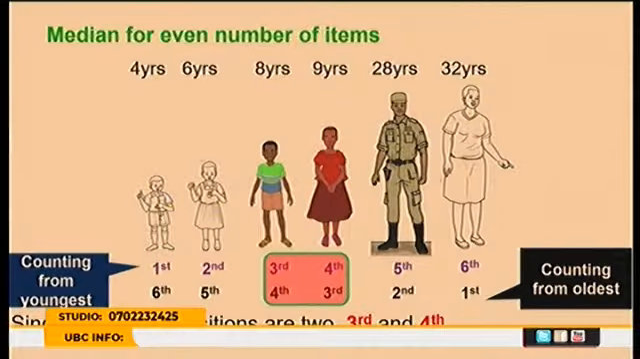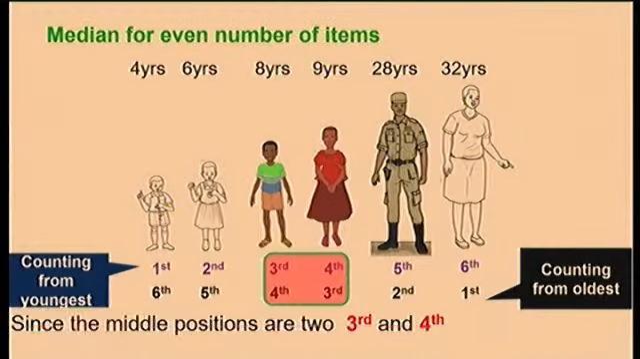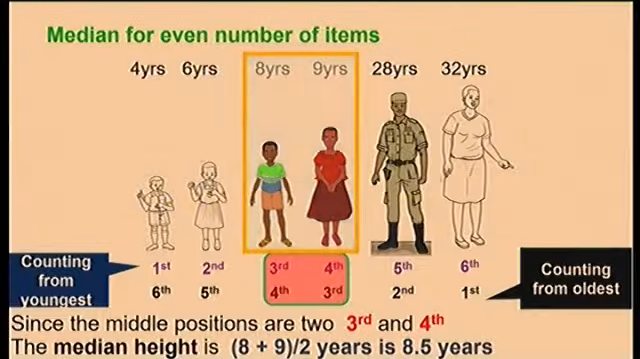So what do we realize here? We realize that the third and the fourth are tying from either side. So we have the third and the fourth positions as our middle positions. So how do we determine the median using those two middle positions? We have the third and the fourth. How do we get the median age when we have two members in the middle position?